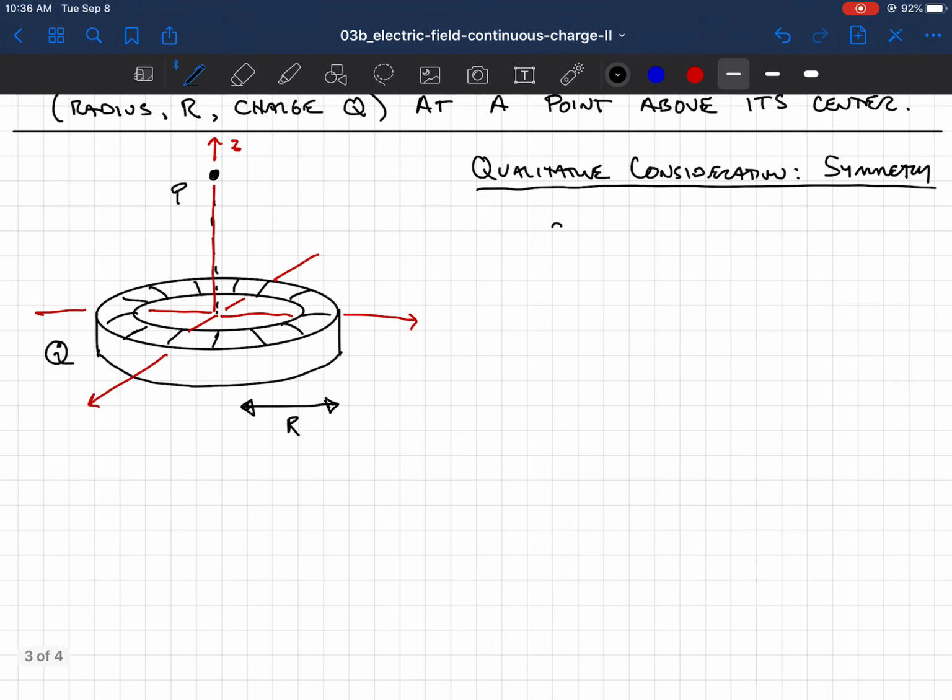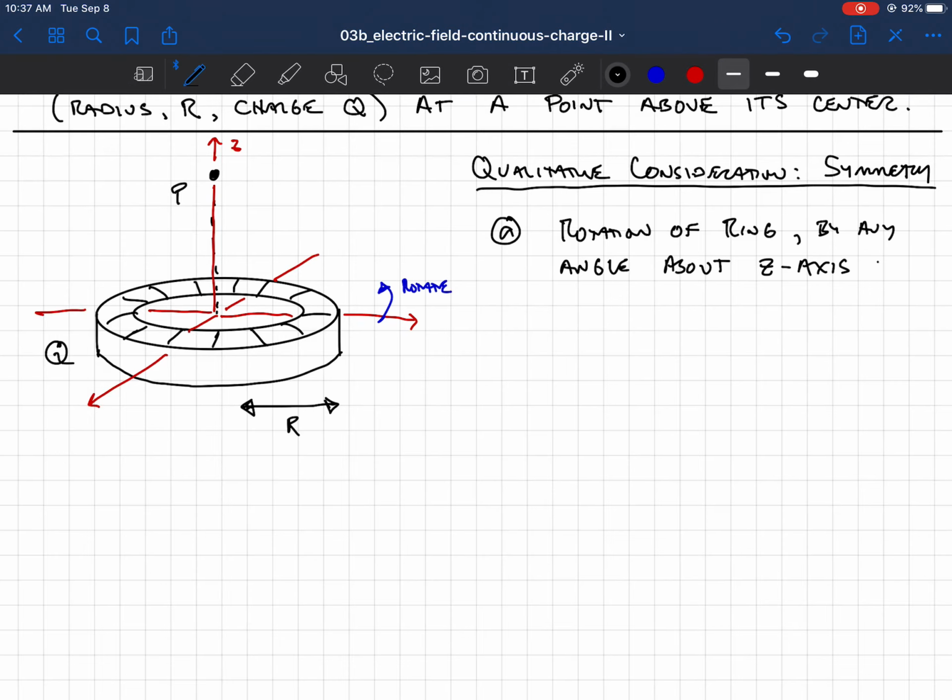Part A is to identify a symmetry of the object itself. So what is it? Well, I can rotate by any angle. So rotation of the ring by any angle about the z-axis is a symmetry. So I could rotate it by 90 degrees. It would still look like the same ring. I could rotate it by 2 degrees. It would still look like the same ring. So any rotation will lead to exactly the same ring.